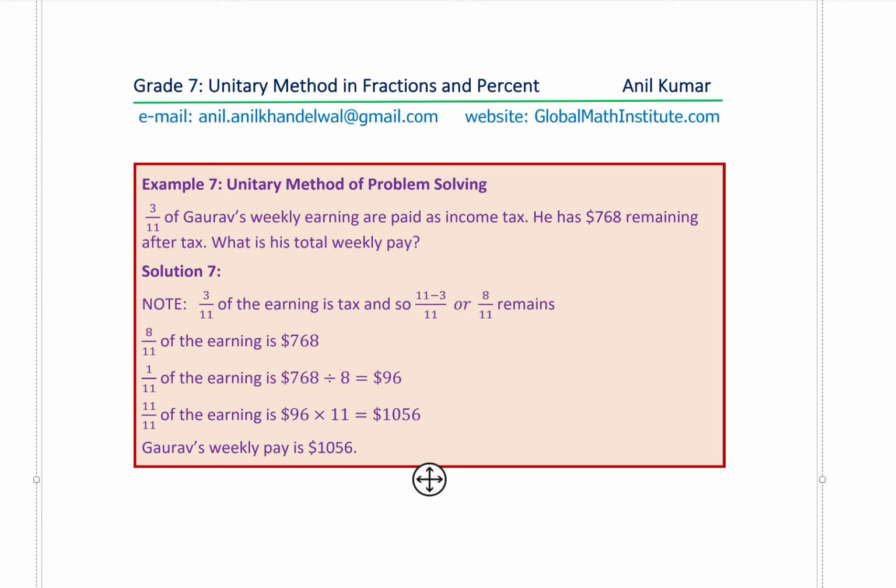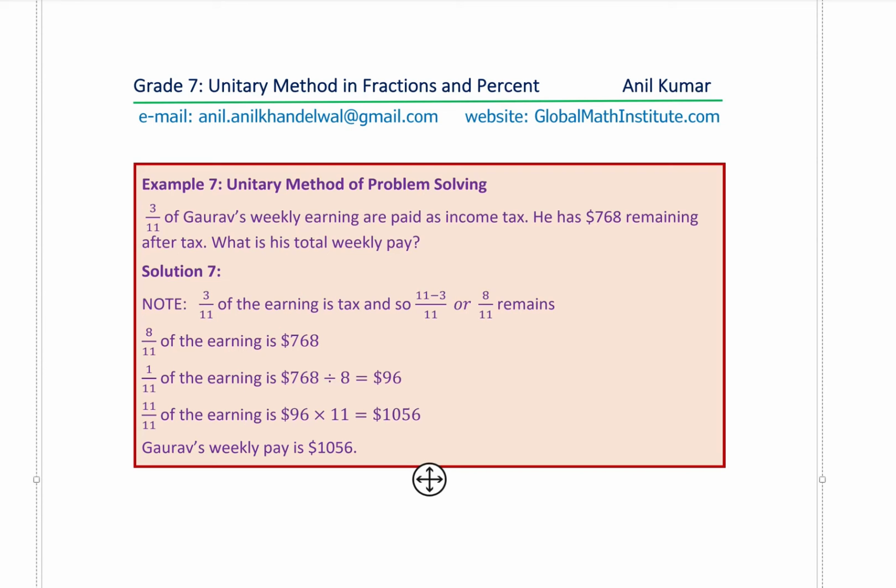The question here is 3/11 of Gaurav's weekly earnings are paid as income tax. He has $768 remaining after tax. What is his total weekly pay? Correct? We want his total weekly pay. So now you can pause the video, answer this question, and then figure out how I have done it.